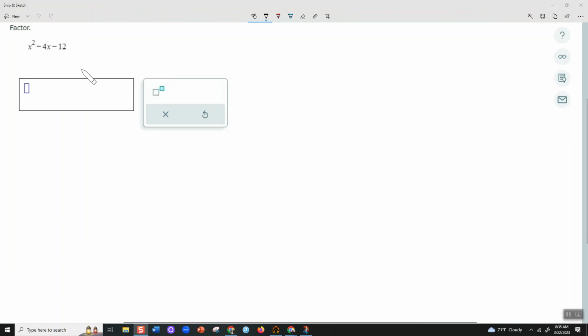Number 4, we have a trinomial here. There is no leading coefficient, or the leading coefficient is 1. We like those ones because they're a little bit easier. So we're going to do 1 times -12 is -12. Going to find the two factors of -12 that add up to -4.